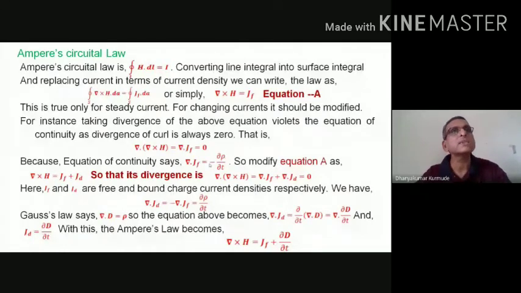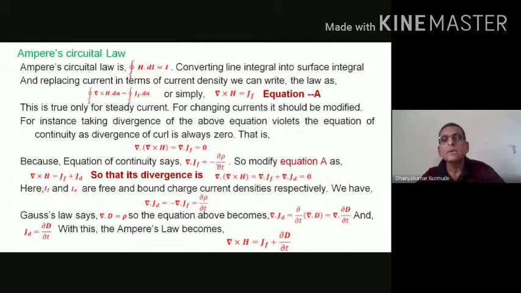If charges enter the volume, charge density increases. So these are opposite in manner to each other. With this discussion, we come to the result that divergence of J is equal to minus dou rho by dou t. Now here there is a contradiction. When we take the divergence of this equation, according to the vector identity it has to be 0. But according to the equation of continuity, it is not 0.